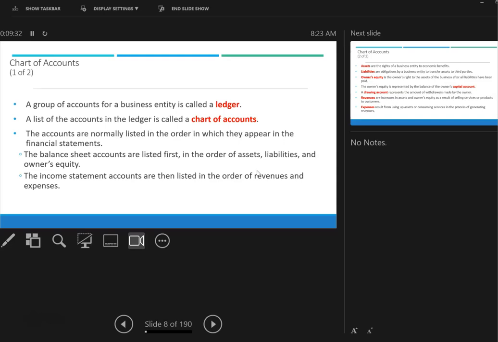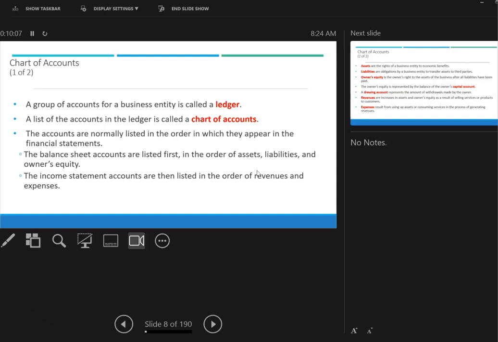Now, a group of accounts for a business is called a ledger. And a list of the accounts is called a chart of accounts. Let me explain it this way. For a CPA practice, I don't have manufacturing. I don't have products. I don't have inventory. So in my company, I have specific accounts for my company. Does that make sense?